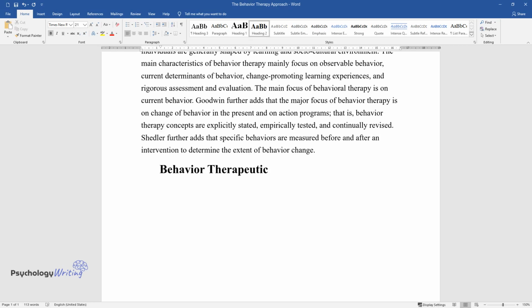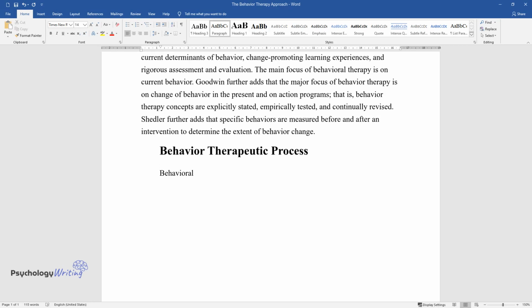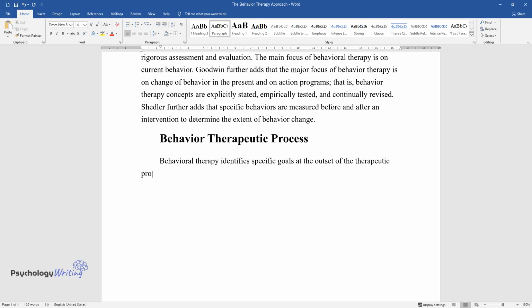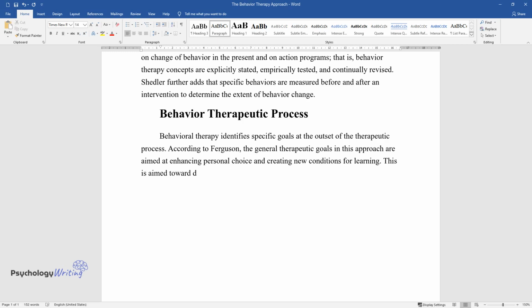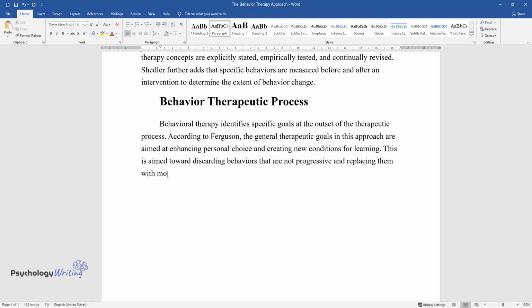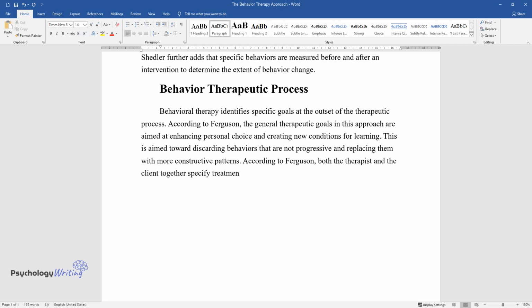Behavior therapeutic process. Behavioral therapy identifies specific goals at the outset of the therapeutic process. According to Ferguson, the general therapeutic goals in this approach are aimed at enhancing personal choice and creating new conditions for learning. This is aimed toward discarding behaviors that are not progressive and replacing them with more constructive patterns. According to Ferguson, both the therapist and the client together specify treatment goals in concrete, measurable, and objective terms.